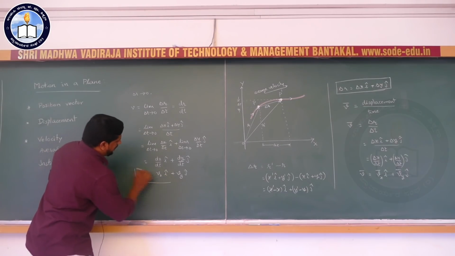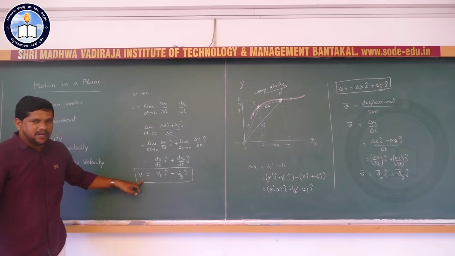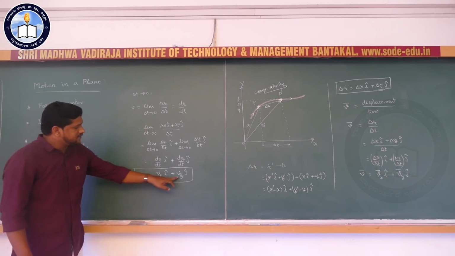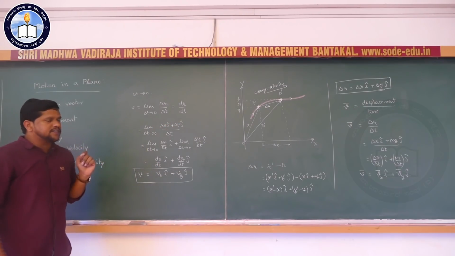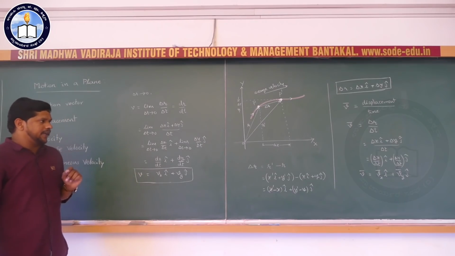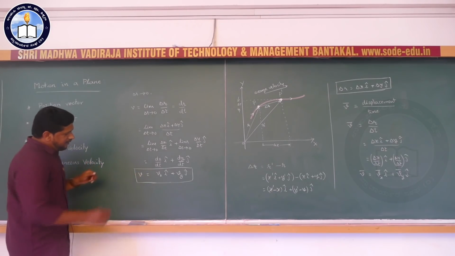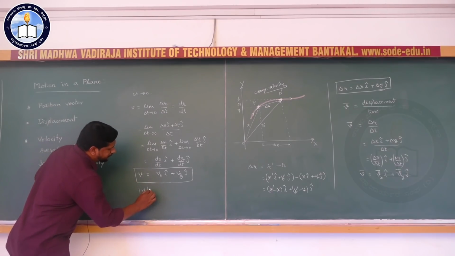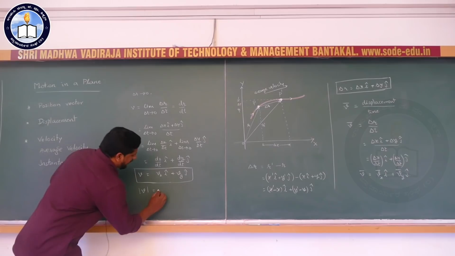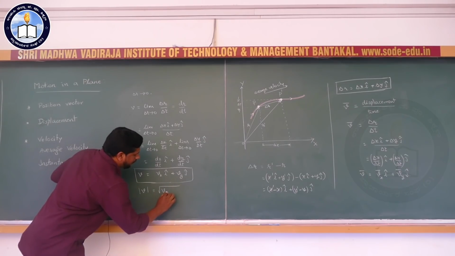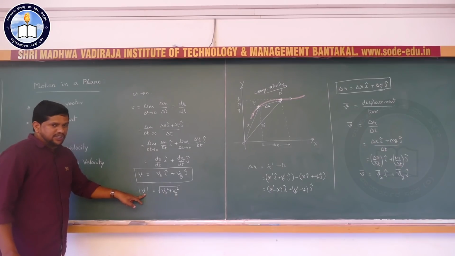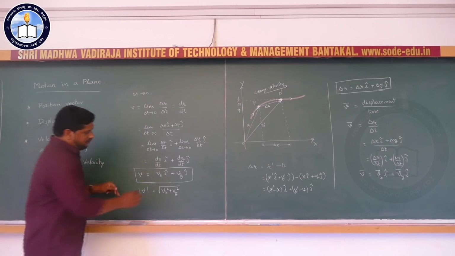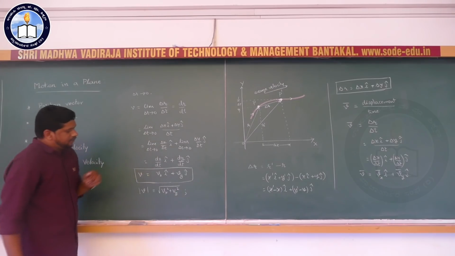So, this is the expression for instantaneous velocity, where Vx and Vy are components of that velocity vector along the x direction and y direction respectively. If you try to write the magnitude of this velocity, it will be exactly equal to square root of Vx square plus Vy square. This will give you the magnitude of the velocity for a particle moving in a plane.